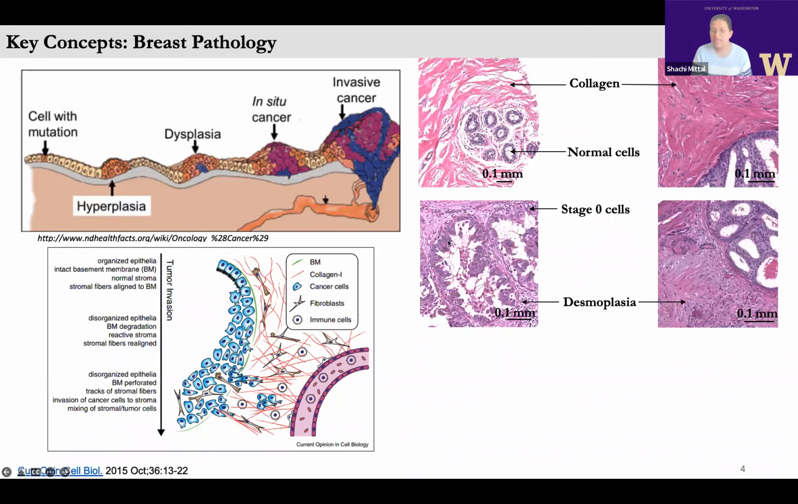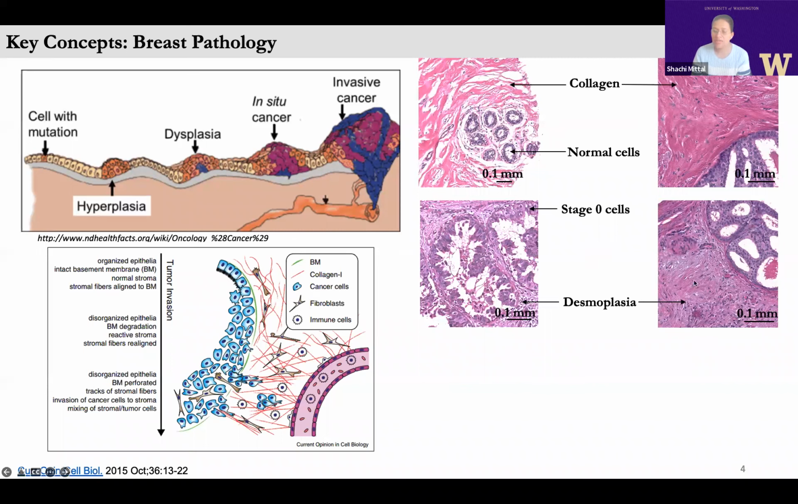But when these cells start growing on top of each other, they are not looking that great anymore, but they are still contained. This is called in situ cancer or stage 0 cancer. And when you see that there are changes happening in these cells, the pink part, the collagen part of the tissue, no longer remains the same. It looks way more crowded than the top row image.